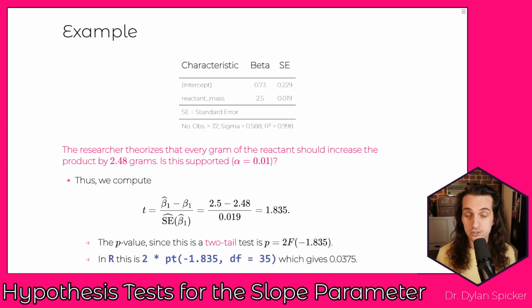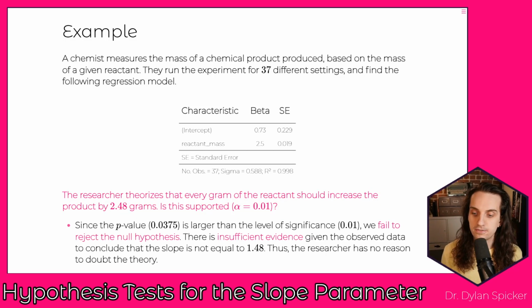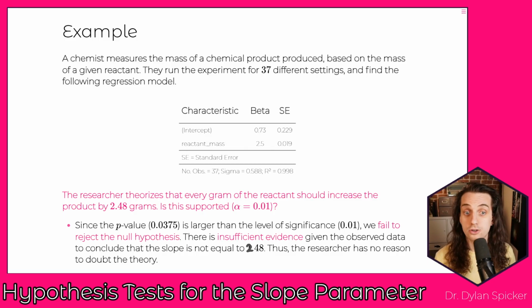So 0.0375 is actually greater than our alpha level, and because it's greater than our alpha level, we're going to fail to reject the null hypothesis at the stated level of significance. Since the p-value is larger than the level of significance, we fail to reject the null hypothesis. What we're saying is that there's insufficient evidence given the observed data to conclude that the slope is not equal to 2.48. We were testing against the value of 2.48. Thus the researcher has no reason to doubt the theory, at least not at the level of significance that was chosen for this test.